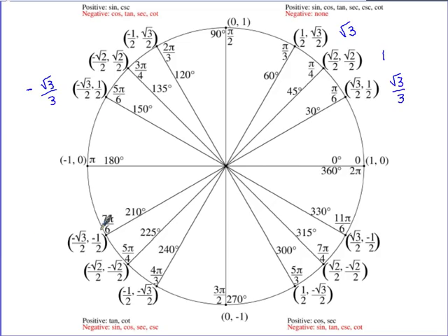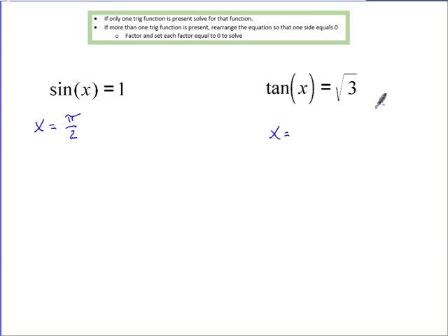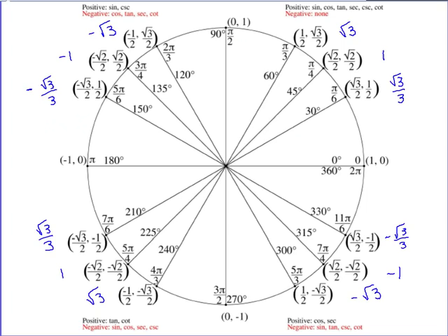Down here, where it's over 6, is going to be square root of 3 over 3. This one's going to be positive. Down here over 6, square root of 3 over 3, and that one's going to be negative. And it's the same for all of them. So anything that's over 4 is going to be 1. So this is negative 1, positive 1, negative 1. Anything that's over 3 is square root of 3. So this would be negative square root of 3, positive square root of 3, negative square root of 3. So we are looking for where tangent is equal to the square root of 3.